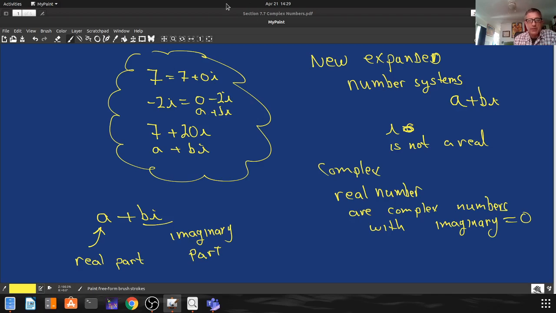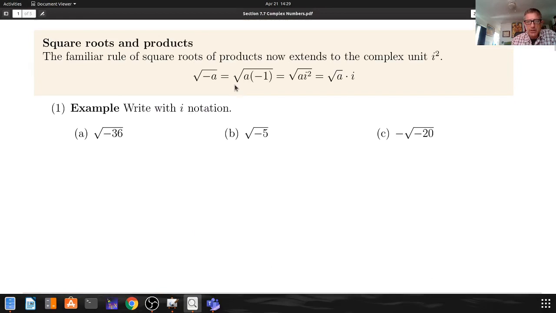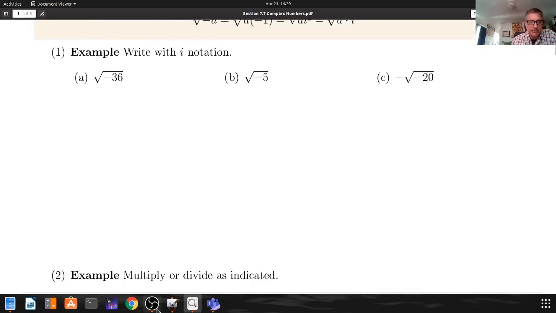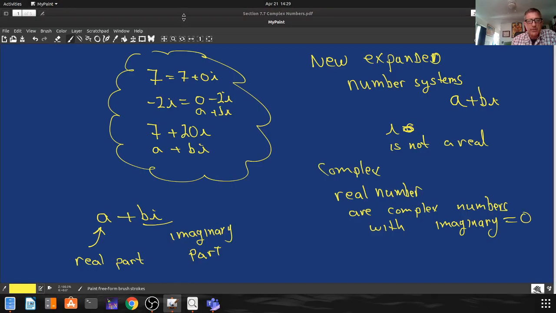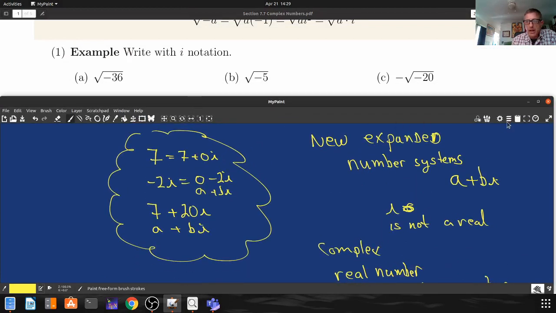At any rate, it's toward the end of the semester, and you'll get some more of this when you get into college algebra. All of this will be reviewed. So let's just do some exercises. We're going to write the following in I notation.